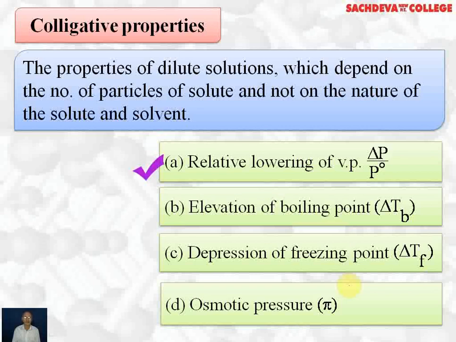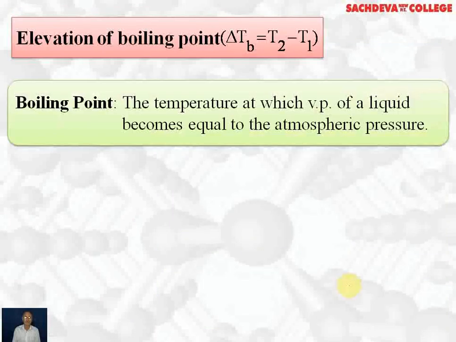The first colligative property is relative lowering of vapor pressure, denoted by delta P divided by P standard. Number two, elevation of boiling point, denoted by delta TB. The third is depression of freezing point, denoted by delta TF. Fourth one is osmotic pressure, denoted by pi. First, we are taking elevation of boiling point.